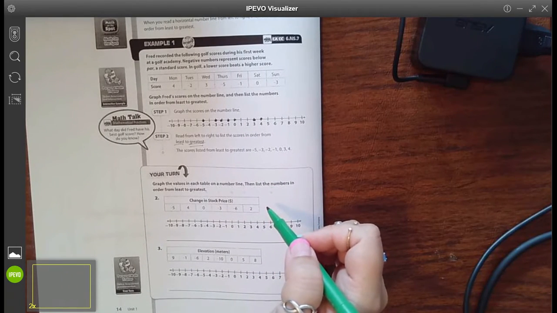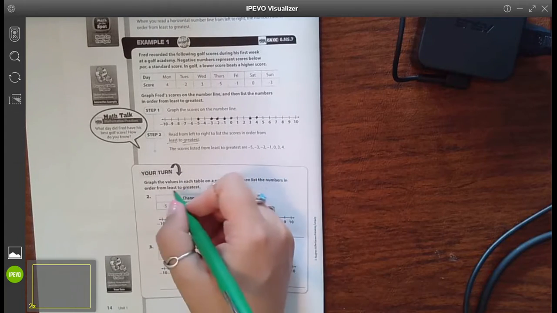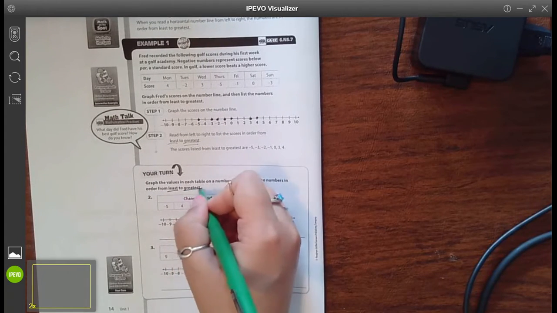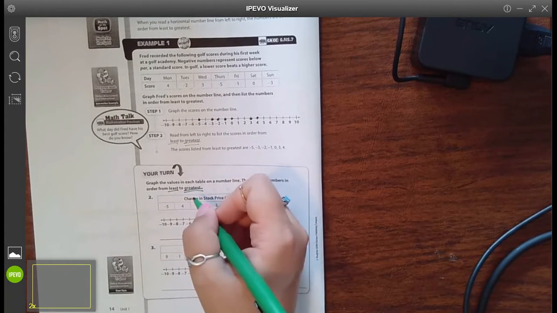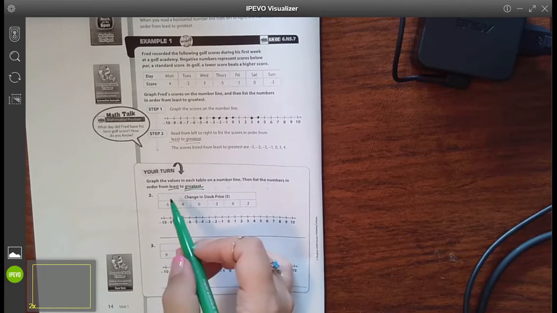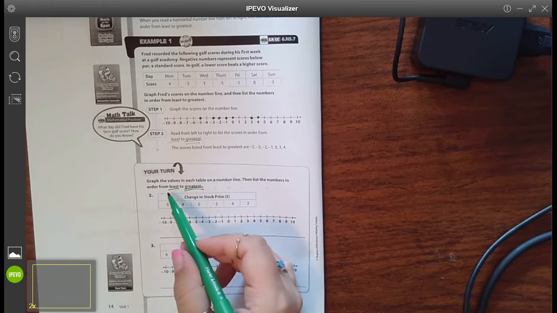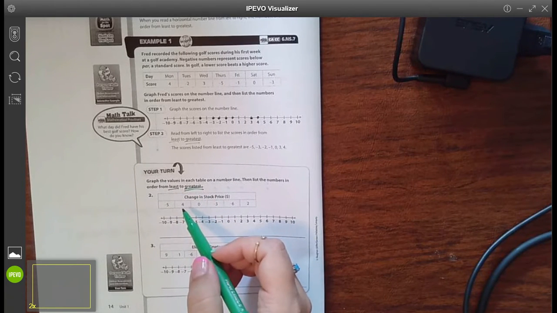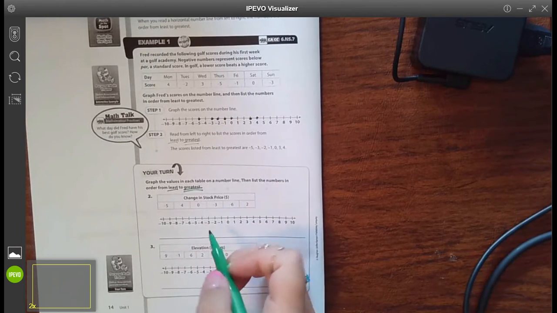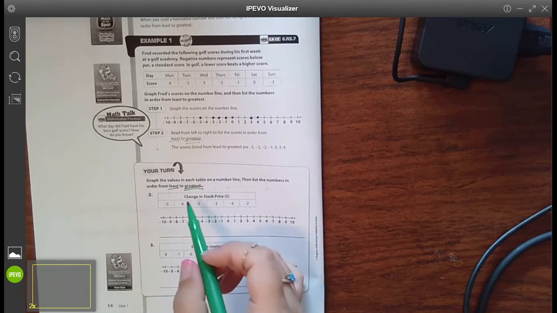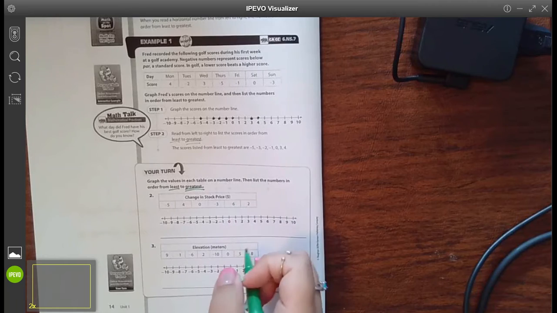My only hint to you is always pay attention to these. They usually go least to greatest, but every once in a while they might go greatest to least. My helpful hint is if it says least, I underline it once, and if it says greatest, I underline twice. So it's kind of a visual for me to go small to big or big to small, depending upon what they're asking for. Okay, see if you can graph these and then list them from small to big.